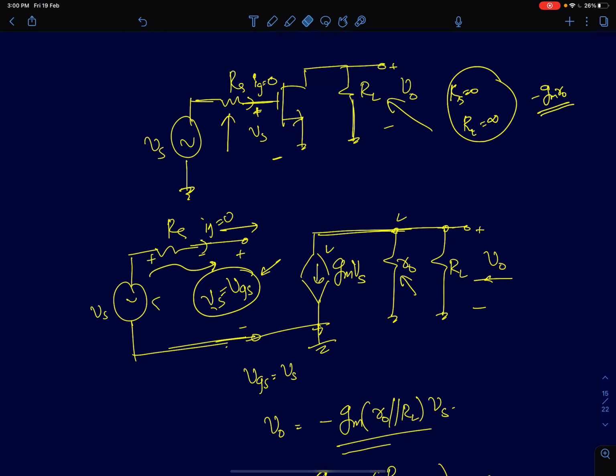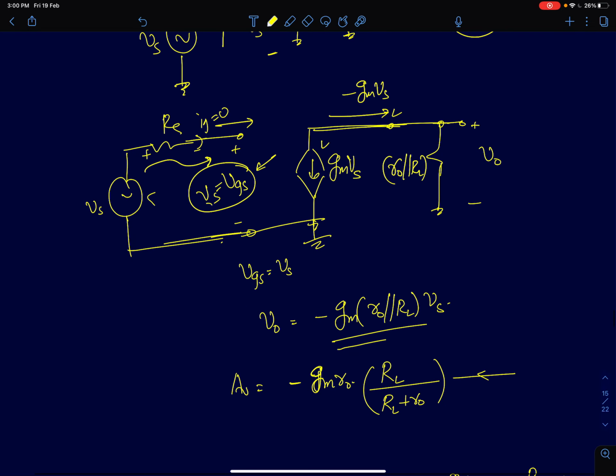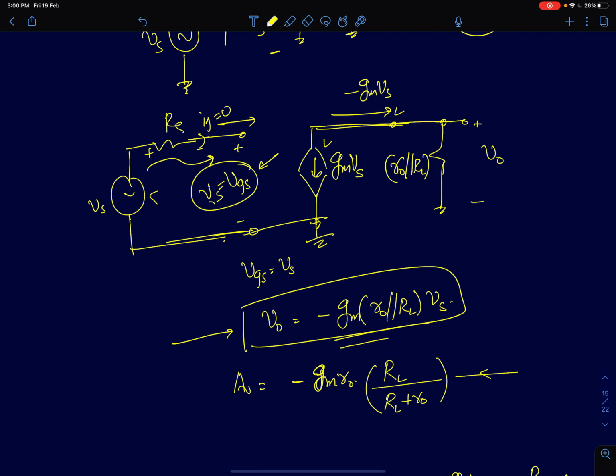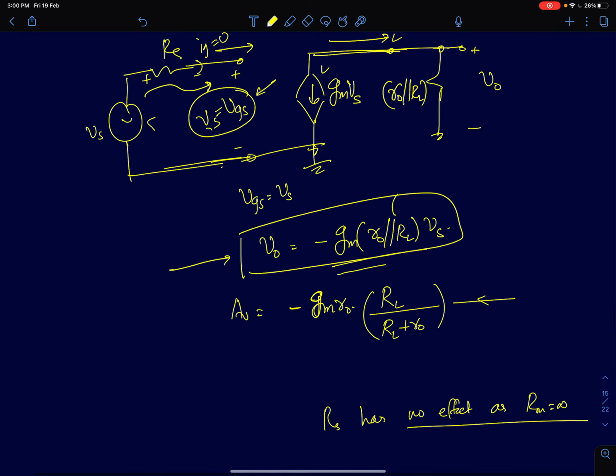So the small signal AC gain for this amplifier is simply going to be, I can club R0 and RL together and write it as R0 parallel RL, and you have a current of value minus gm Vs flowing in this direction. So when it flows across the resistance R0 parallel RL, I am going to get a voltage drop of minus gm times R0 parallel RL times Vs. So I am going to expand R0 parallel RL, which is R0 RL by R0 plus RL. You can write it as minus gm R0 into a factor which is RL by RL plus R0.